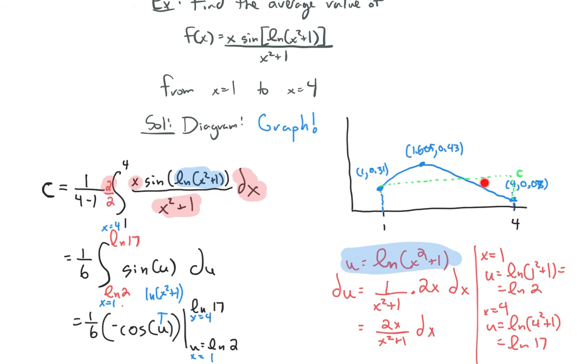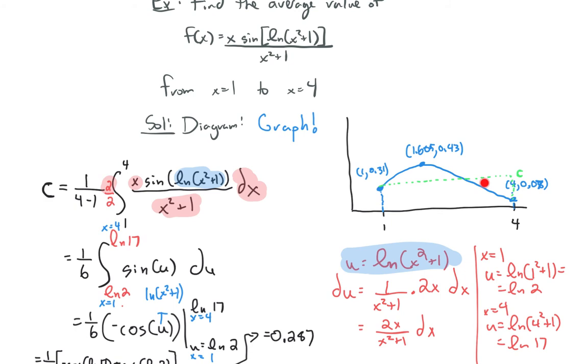Okay, so let's go ahead and write down our final answer. This is 1/6 times negative cosine of ln of 17 minus a negative, so plus cosine of ln of 2. And that's it. To give an approximation of that, we get that indeed this c value here, since that's what we're solving for, is 0.287, which isn't too far off from our guess.